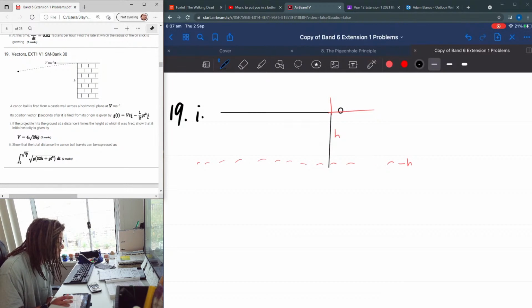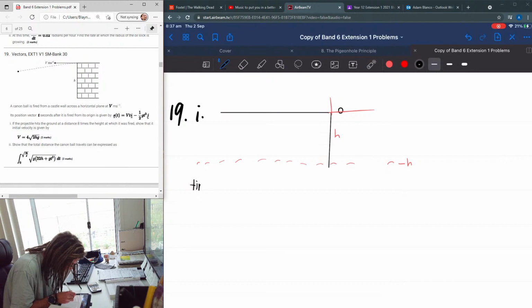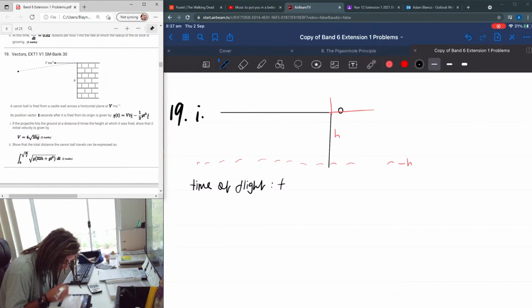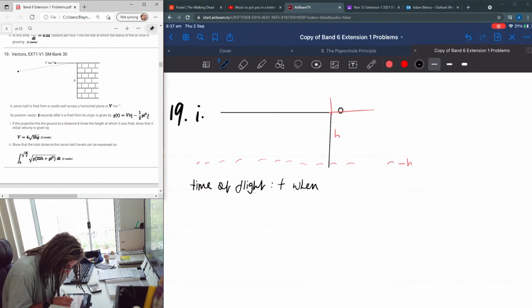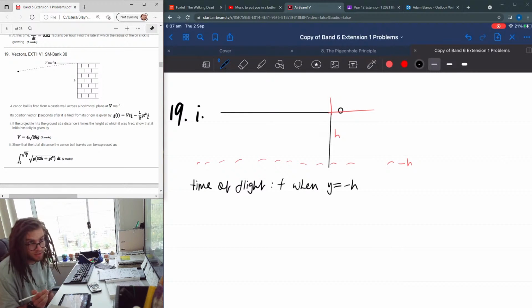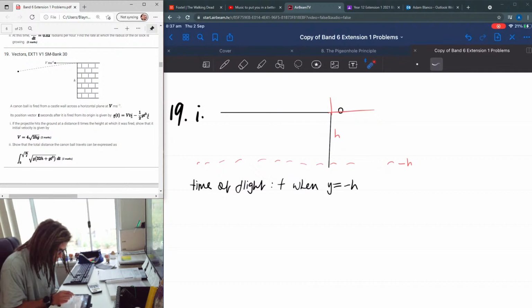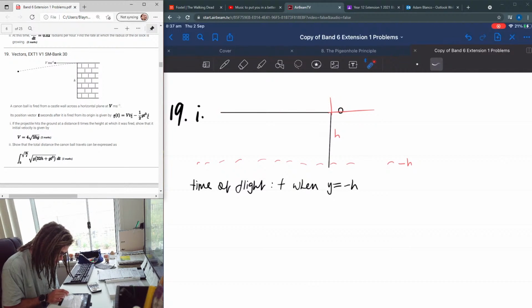So the time of flight, in our case, is going to be t, the time when y equals minus h. Does that make sense? So you're starting at the origin, and you're going down to minus h, the height of the brick wall.